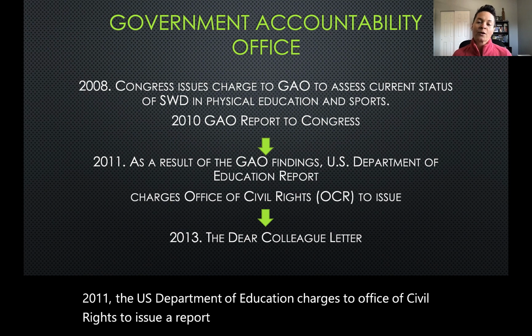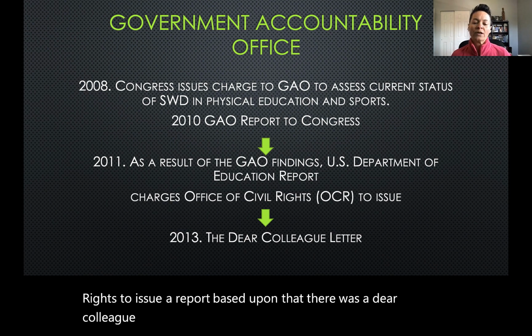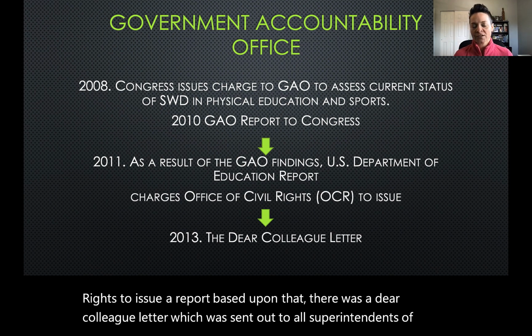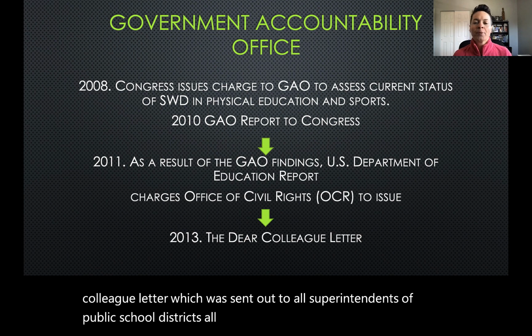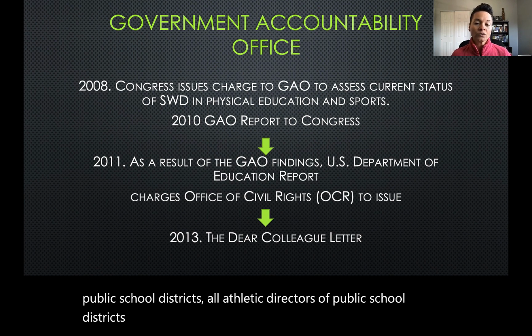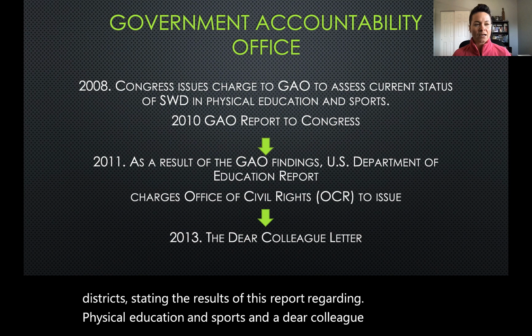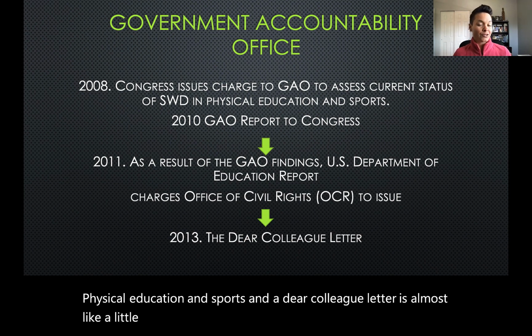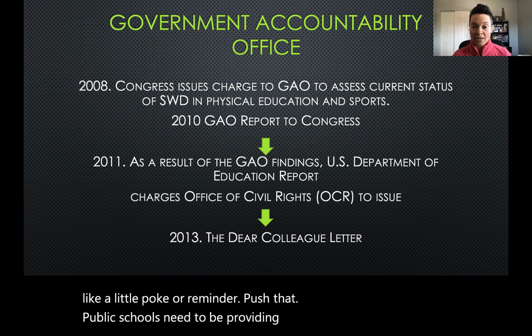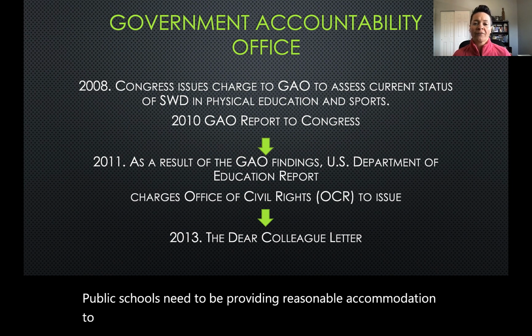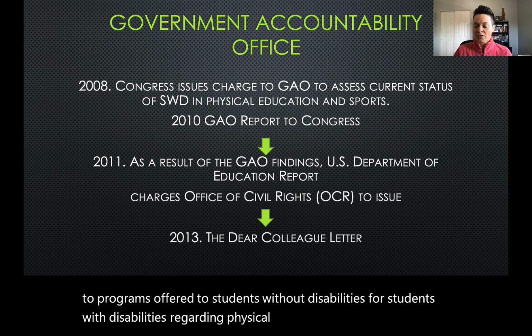Based upon that, there was a Dear Colleague letter which was sent out to all superintendents of public school districts, all athletic directors of public school districts, stating the results of this report regarding physical education and sports. And a Dear Colleague letter is almost like a little poke or reminder, push, that public schools need to be providing reasonable accommodation to programs offered to students without disabilities for students with disabilities regarding physical education and sports.